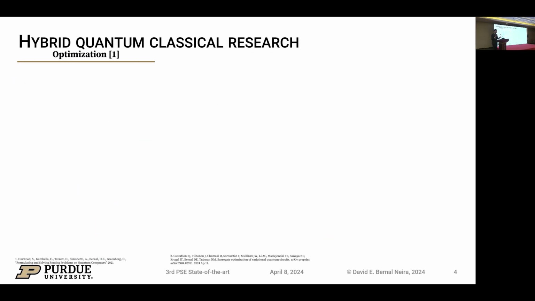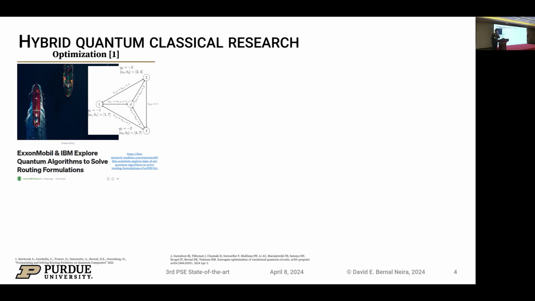For optimization, which is obviously closer to my background, we started working together with ExxonMobil and IBM solving routing problems, because this was relevant for the transportation of liquefied natural gas. For those of you more familiar with the operations research field, this is a vehicle routing problem with time windows. By the way, spoiler alert, quantum computers do exist and we can access them.